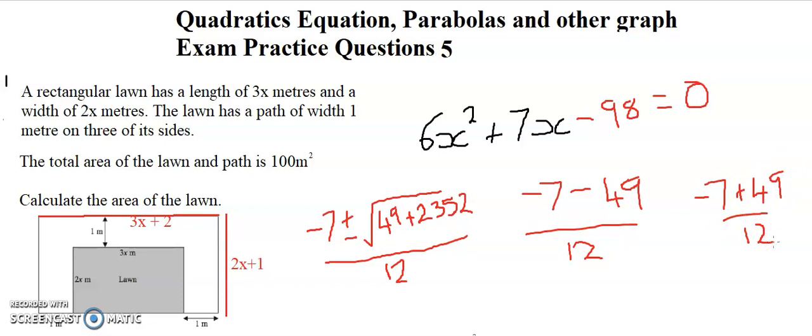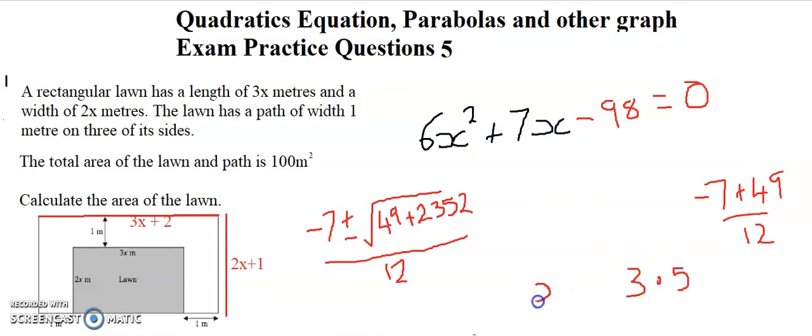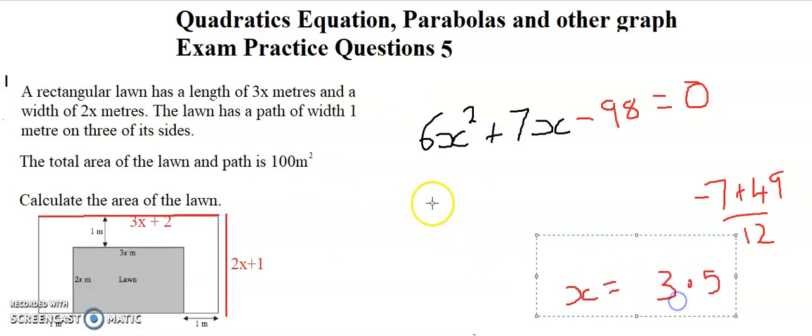So let's do the first one. -7 take away 49 divided by 12. That equals negative 4.6, but we're talking length, so we can't have negative length, so that means that answer we don't use it. And then we've got -7 plus 49 divided by 12, which is 3.5. So our answer for x is 3.5.